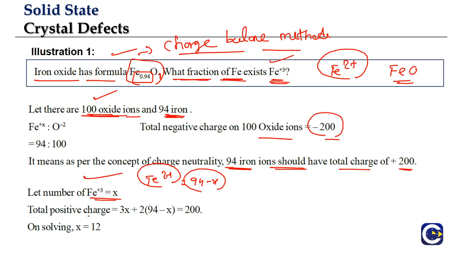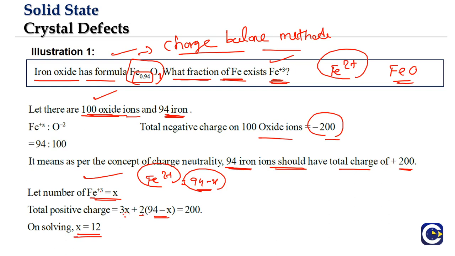So how do we calculate it? Fe3+ ions count is X, so X into 3, because each has +3 charge. The number of Fe2+ ions is 94 minus X, so 2 into (94 minus X). The total value must be equal to 200. It's a simple equation. So we have 3X minus 2X plus 188 equals 200, and we get the value of X as 12.